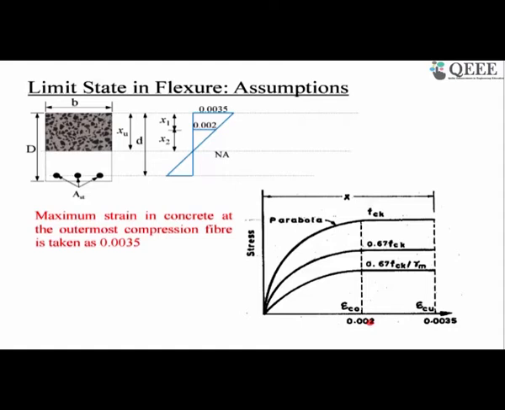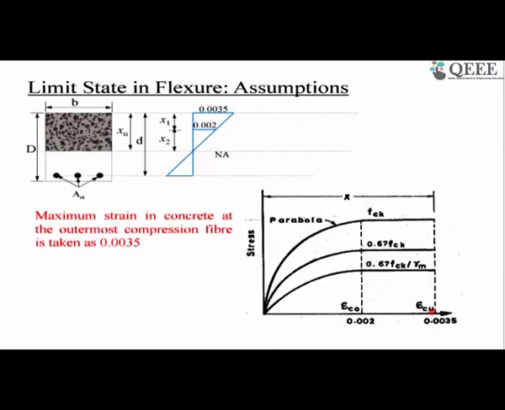So the next assumption comes directly from this idealization. I won't say assumption, it is an idealization, that the maximum strain in concrete at the outermost compression fiber is 0.0035, which directly comes from this. Somewhere in the middle, maximum it is 0.0035. At the neutral axis, your strain is 0. So this point corresponds to this point, and this point corresponds to this point, and the neutral axis corresponds to this point. Suppose this distance is x1, this distance is x2.